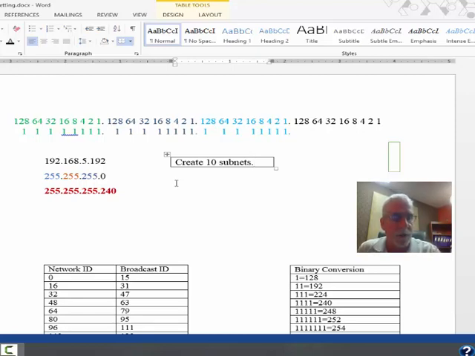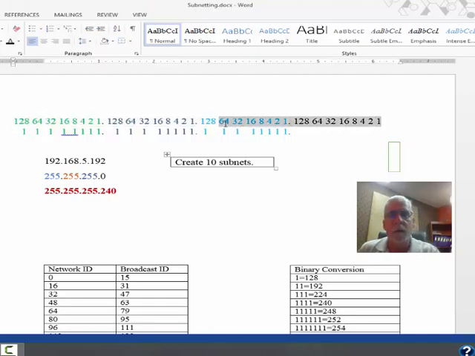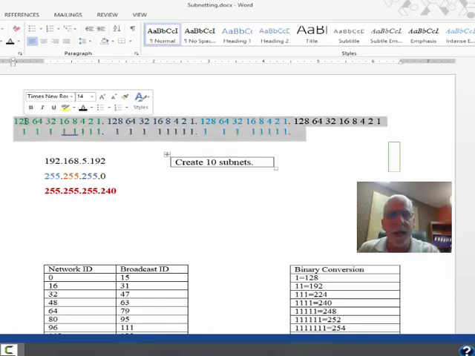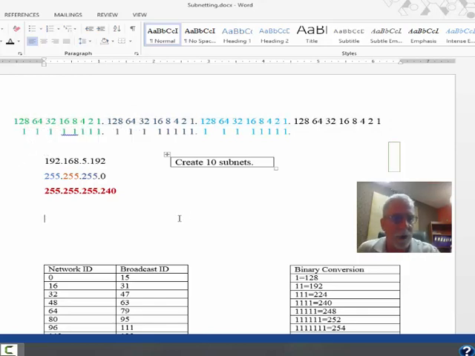To create subnets in TCP/IP version 4, it's really, really easy. First thing we do is look at my binary conversion chart at the top of the page. It's color-coded here per octet. Now remember, an octet is 8 bits in length. Here is my default subnet mask for a Class C address. 192.168.5.192 is a Class C address. So we want to create 10 subnets. My default subnet mask is 255.255.255.0. That is my default subnet mask for a Class C address. We need to create 10 more subnets for it.